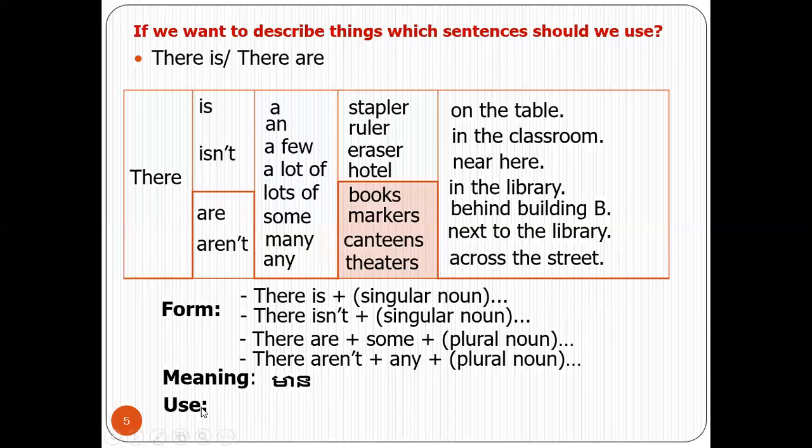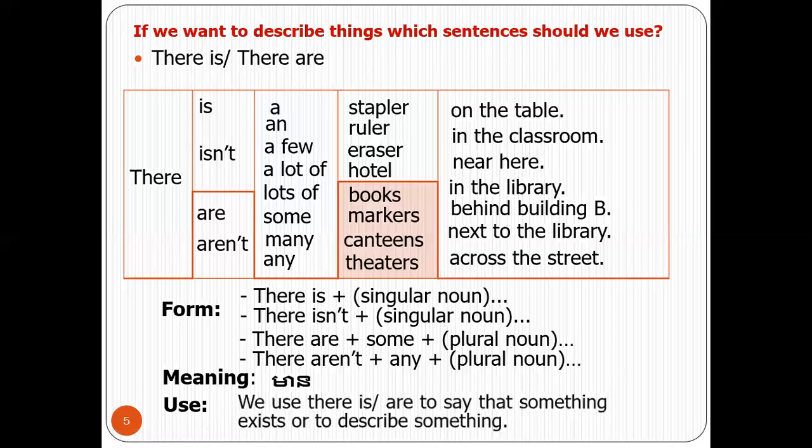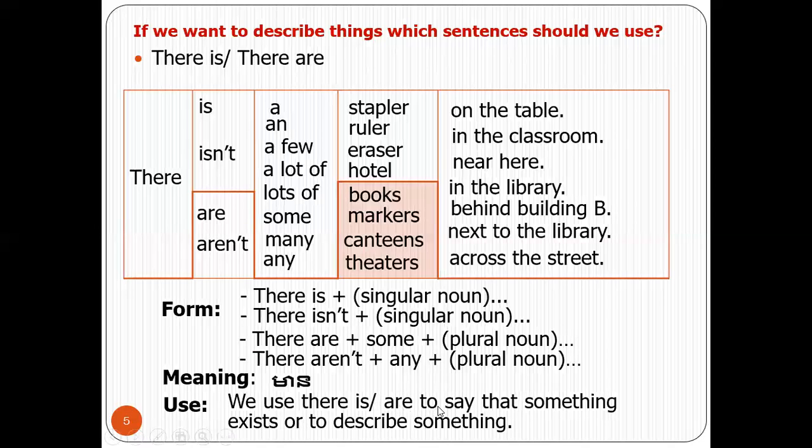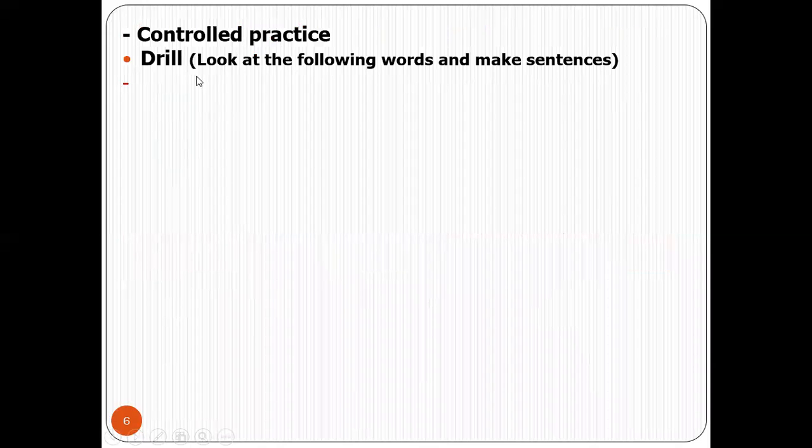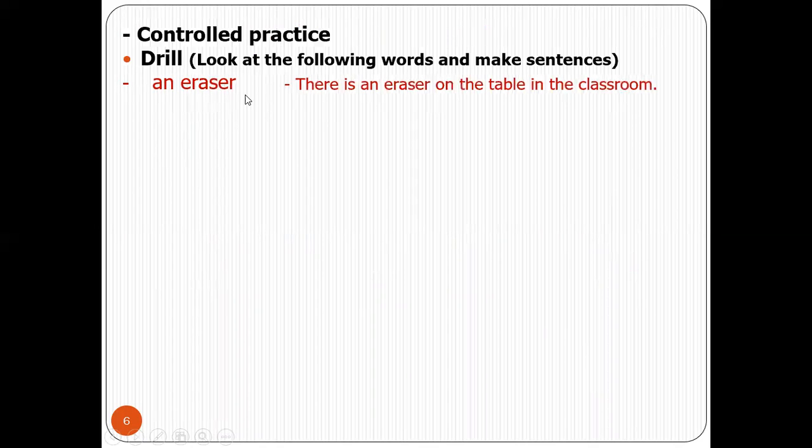So when do we use there is and there are? We use there is, there are to say that something exists or to describe something. So have a look at the following words and make sentences. For example, an eraser. So there is an eraser on the table in the classroom.